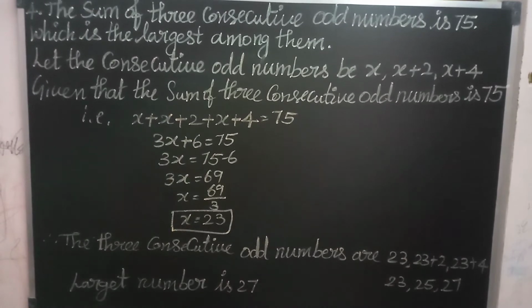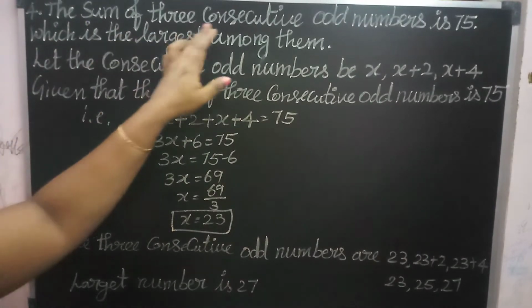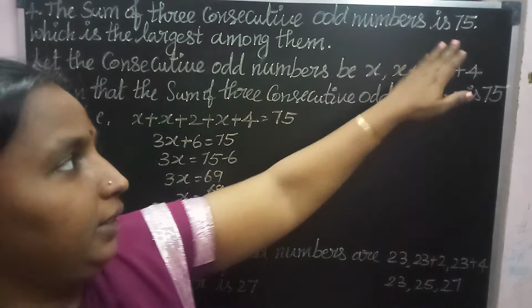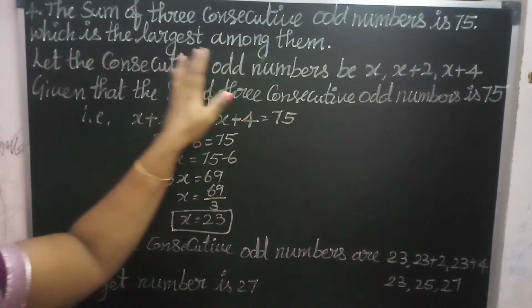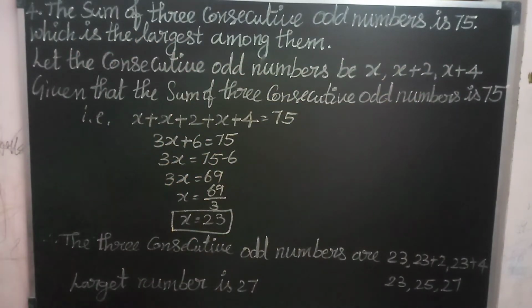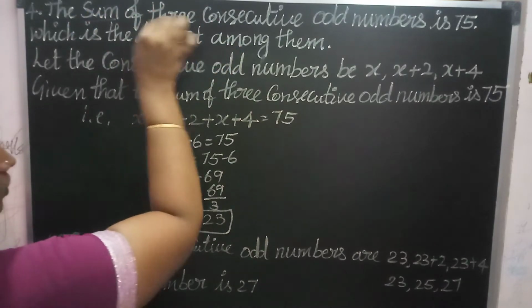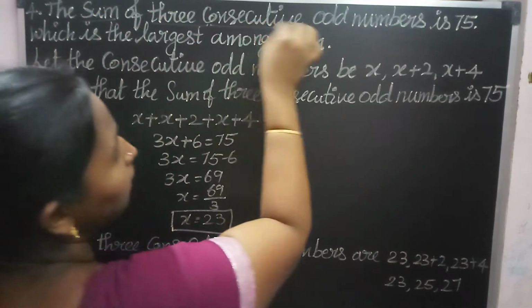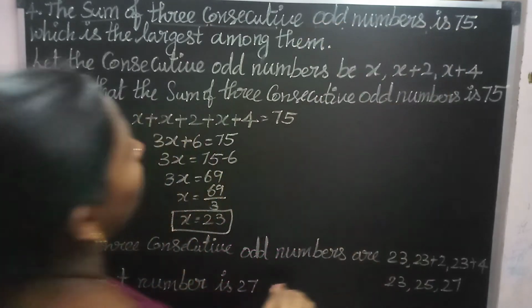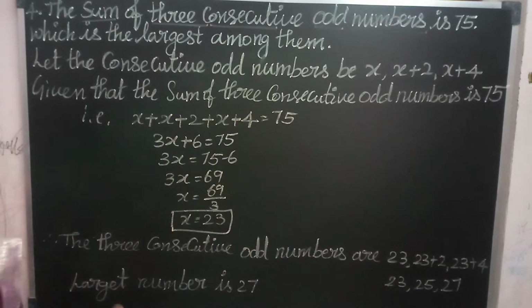So next, the fourth one. The sum of 3 consecutive odd numbers is 75. Which is the largest among them, they ask. So they have given the sum. Sum means add. What are you going to add? 3 consecutive odd numbers. Consecutive is nothing but next numbers.